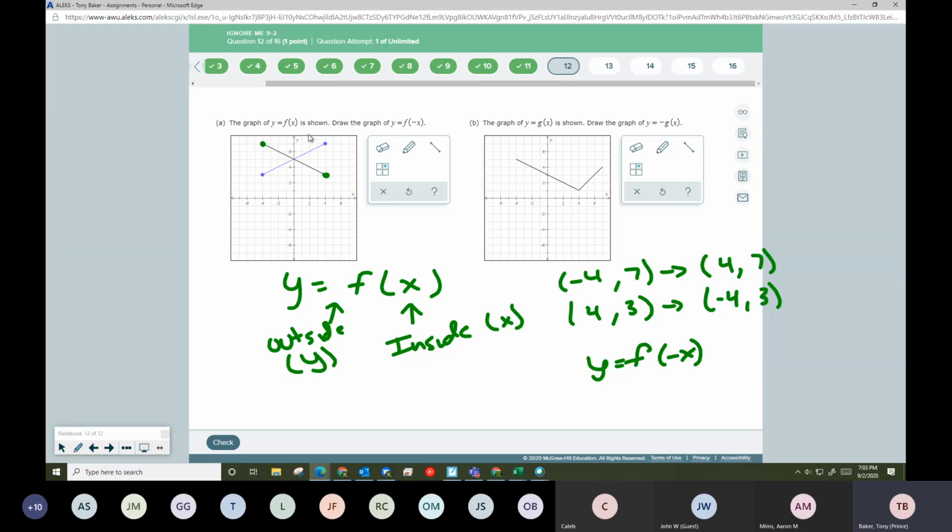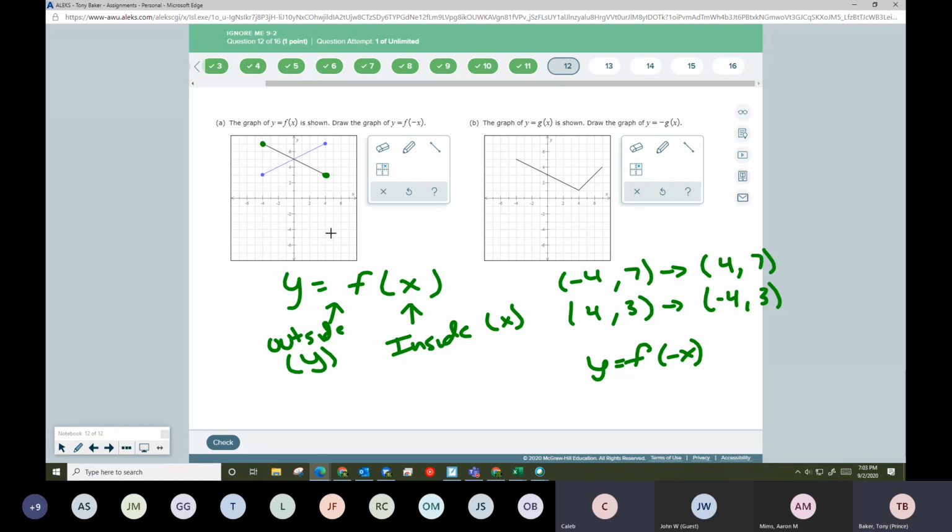I think a lot of people, when they look at reflections, they say, oh, it's the x, so they're reflecting over the x-axis. You're changing the x value, so you're actually reflecting over the y-axis, not the x-axis. Does that part make sense? We're going to do the next one.